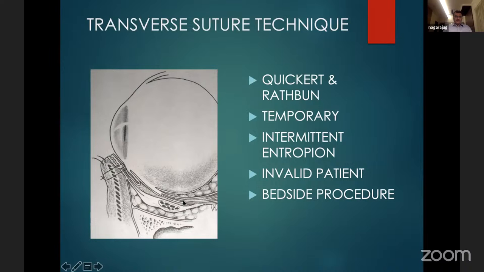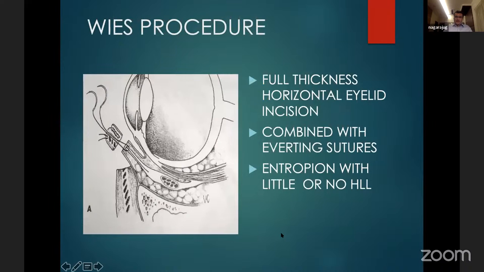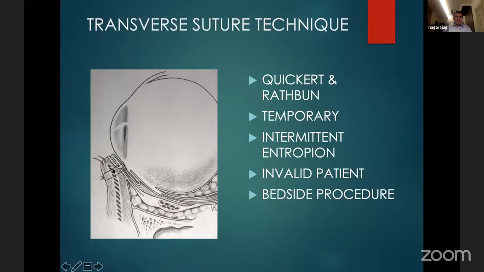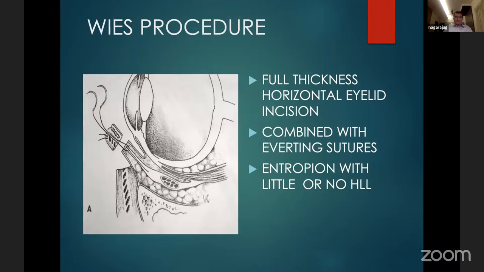If the bedridden patient is not fit for surgery, you can just put a suture here. How does this act? It will create a barrier between the pretarsal plate and the preseptal part, and that migration is slightly avoided because of the scarring there. And you can also put an averting suture of Quickert and Rathbun, which is a temporary suture, so that the lid is pulled outwards. Once the general condition of the patient improves, you can think of doing a permanent surgical procedure.